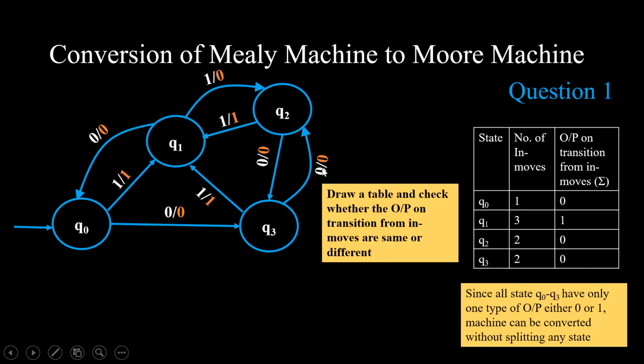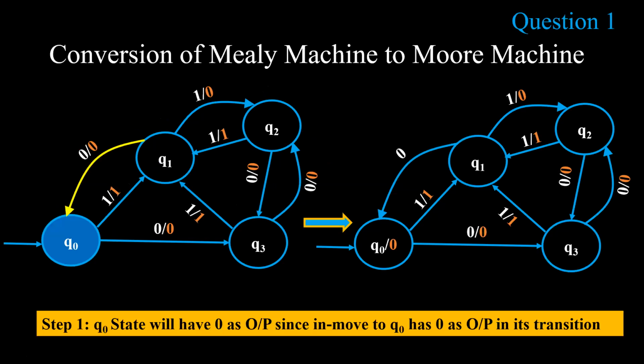In Q2, we have 2 moves, one from Q3, another from Q1, and corresponding to both the moves, the output is 0. As far as Q3 is concerned, it has 2 moves, one from Q2, one from Q1, and both moves have output as 0. Since there is no collision of outputs at any state, we can comfortably draw this machine without going in for any split of states. So we will just start with Q0.